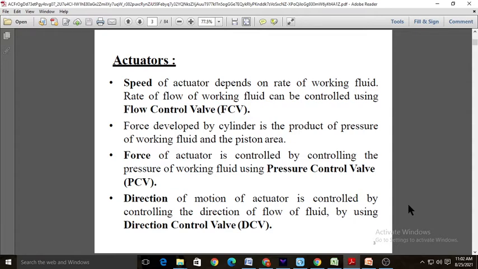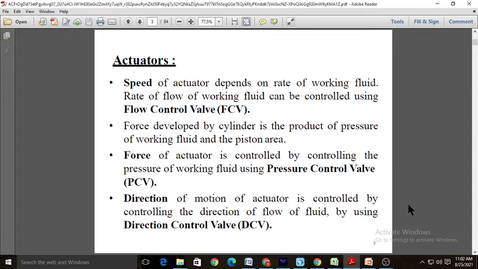Then there are some characteristics of this actuator, such as speed of actuator depends on rate of working fluid. Rate of flow of working fluid can be controlled using the flow control valves. Then force developed by cylinder is the product of pressure and working fluid at the piston area.